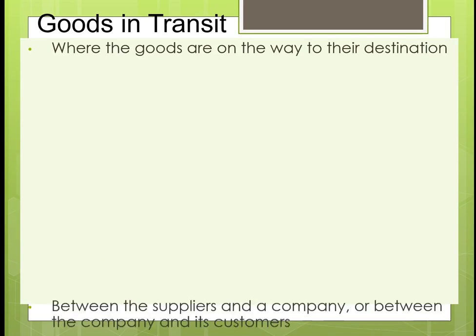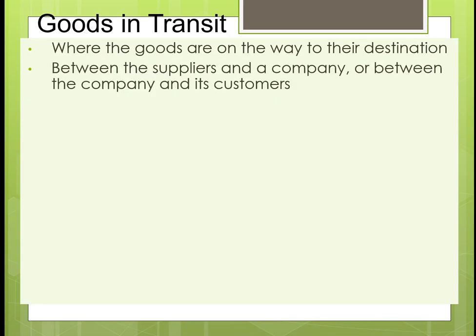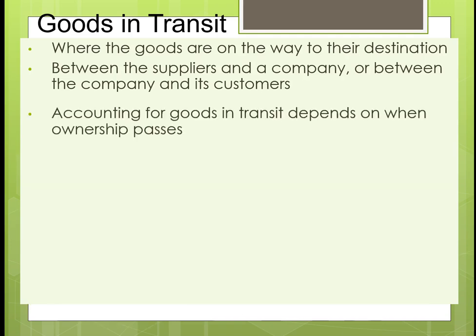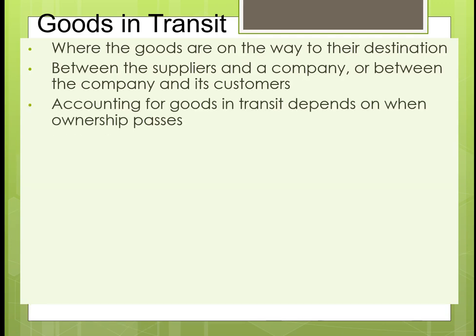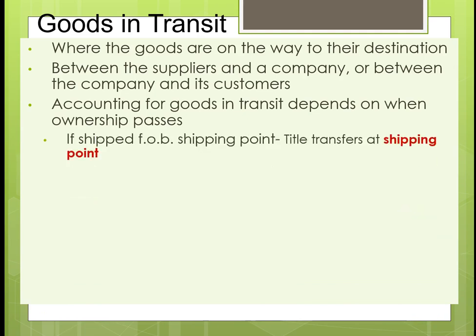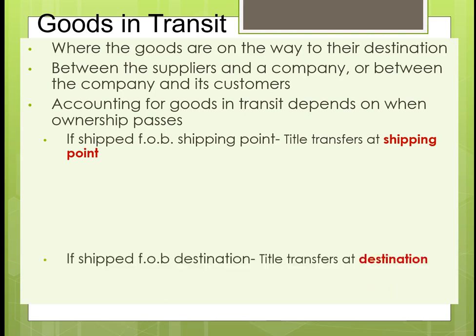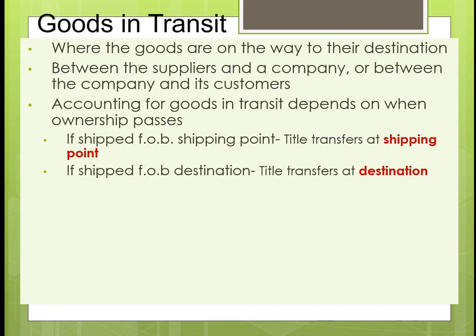Now, goods in transit. Where the goods are on the way to their destination, between the suppliers and a company, or between the company and its customer, accounting for goods in transit depends on when ownership passes. If shipped FOB, which means freight on board, shipping point, title transfers at shipping point. So that means the minute it leaves the company, it becomes the property of the person who purchased it. If shipped FOB destination, it remains with the seller until it's received by the buyer.